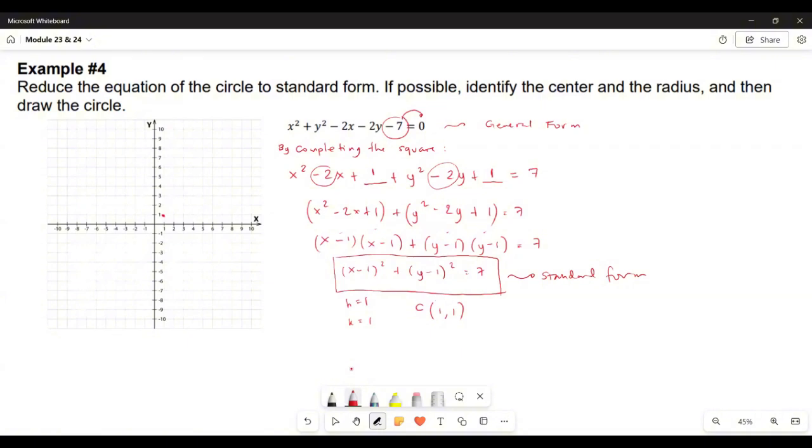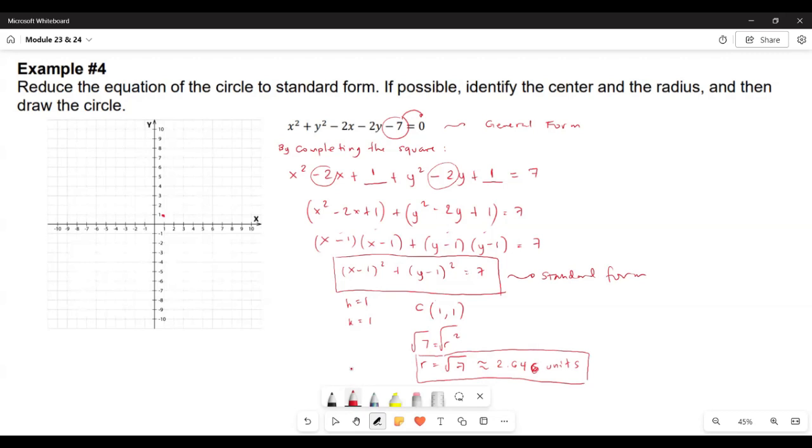And then, meron tayong 7. And 7 is yung value ng r squared. And r lang natin ang square root ng both sides. So r is equal to square root of 7. So pwede namang i-convert yan into decimal para makita lang natin pag i-graph. Ang square root of 7 equal yan sa 2.646 units. Pero mas acceptable yung square root of 7. Kasi mas sakto yan. Okay?